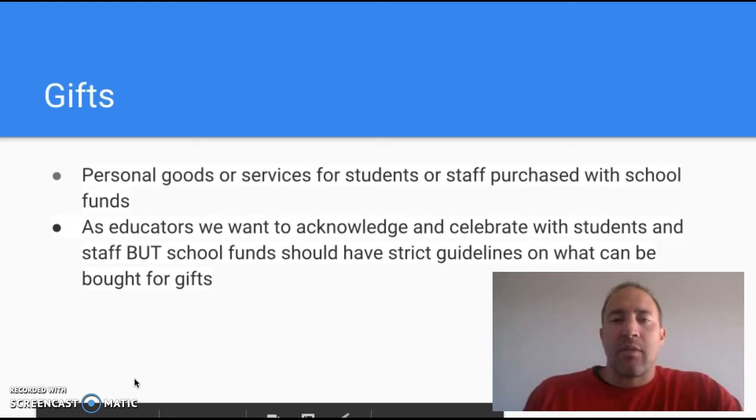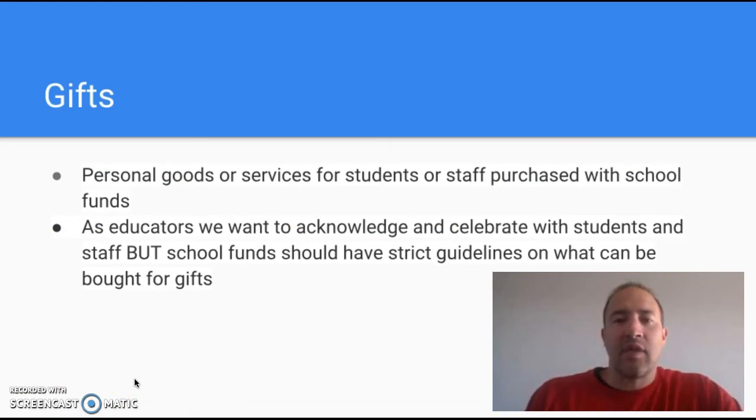Just a few things before we get started. A gift is a personal good or service for students or staff purchased with school funds. So, if a medal is purchased to reward a kid for an athletic event, that is considered a gift.